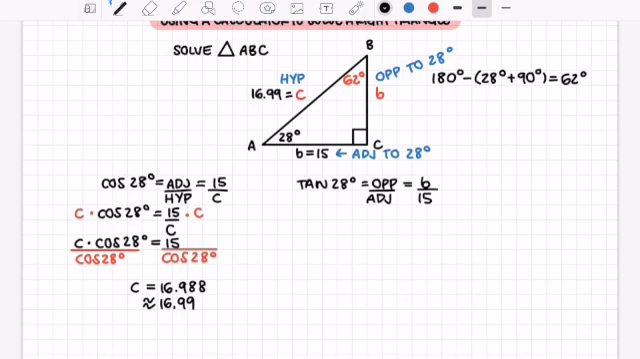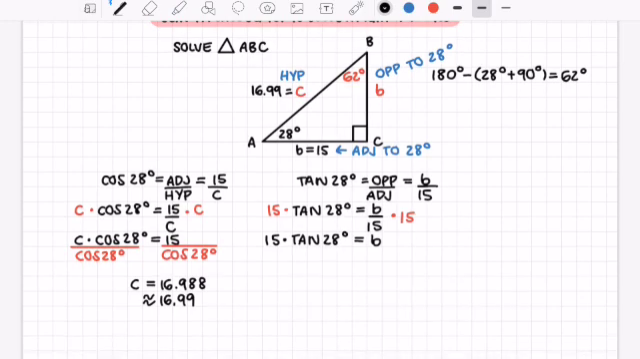So if I have here tangent 28 degrees equaling B over 15, I can get rid of the 15 by multiplying 15 to both sides. Multiply 15 on both sides. That's going to cancel out the 15 on the bottom. Isolate my b, and I'm left with b equaling 15 times tangent 28 degrees. And that will give me my length.